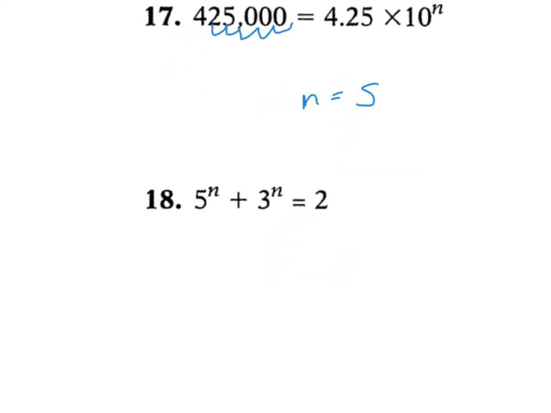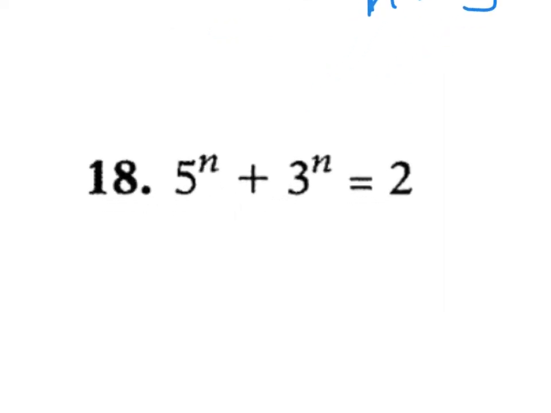And here for 18, we need to figure out when 5 to the nth power plus 3 to the nth power is equal to 2. Here we can't combine them because they have different bases, and we're adding them. So we cannot combine them. So we need to test out some numbers and see what's going to work. So let's say we picked 1. So we have 5 to the first power, which is 5, plus 3 to the first power, which is 3. So that's going to be equal to 8. That doesn't work. That's too big. So maybe let's try something smaller than 1.